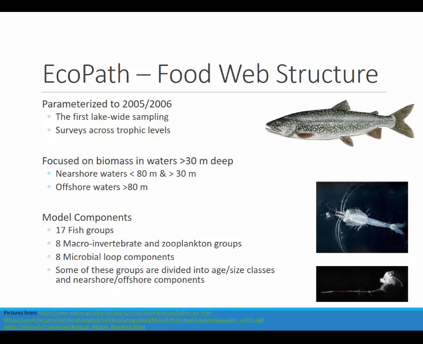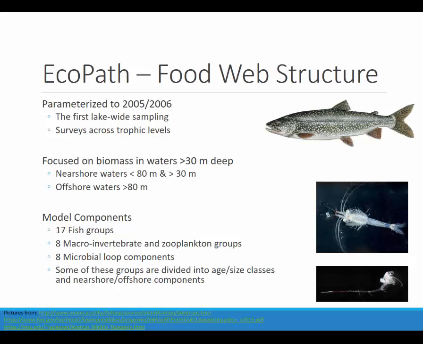So we parameterized this for 2005, 2006, which was our first lake-wide sampling, and this sampling had surveys from everywhere from the phytoplankton all the way up through our lake trout. This model focuses on biomass generally in waters greater than 30 meters deep, and we have it broken into two zones. We have nearshore waters and we have offshore waters. I apologize. The nearshore waters should be roughly less than 100 meters, and offshore is anything that is greater than 100 meters deep.